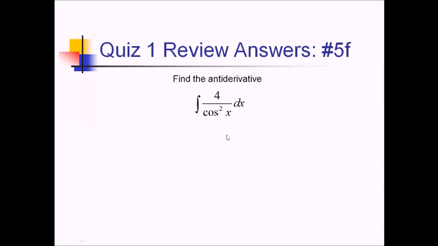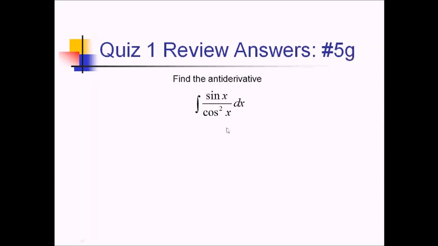To make sense of this trig function inside a fraction, I'm going to try to get rid of this fraction by using the reciprocal function. The reciprocal of cosine is secant, so then I can write this as 4 secant squared of x dx. And then the antiderivative of secant squared is tan of x. With this 4 out in front, that becomes 4 tan of x plus a constant.